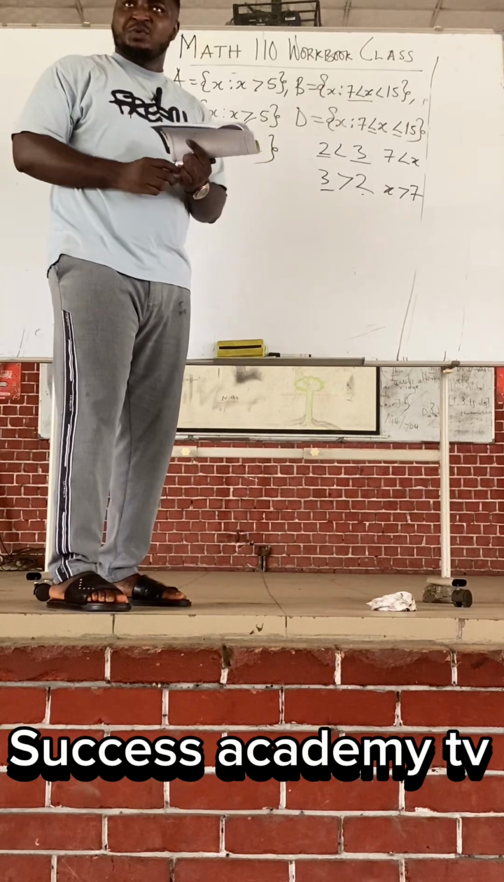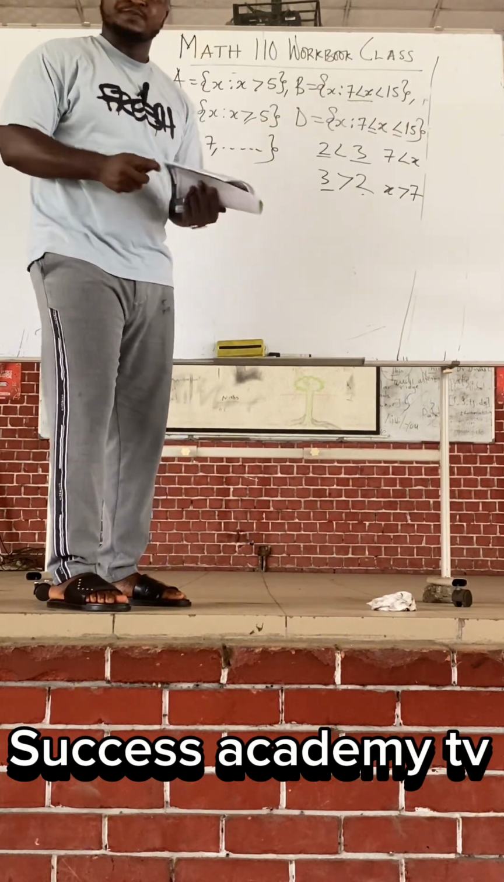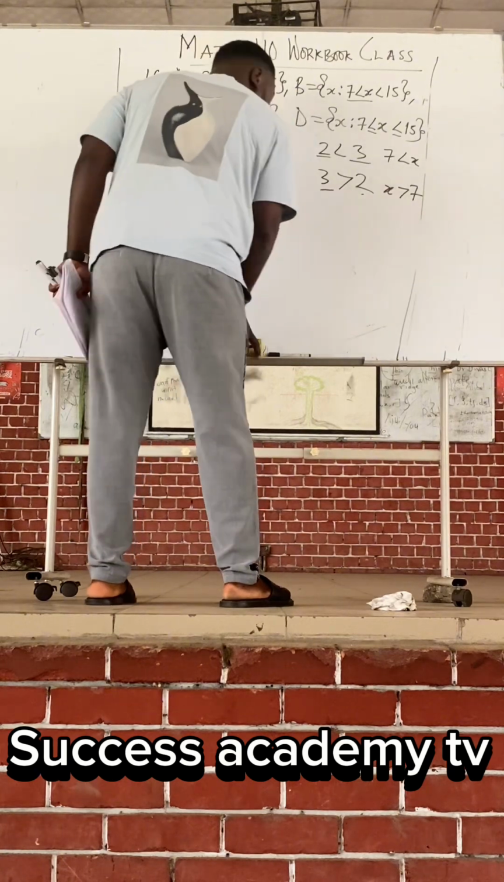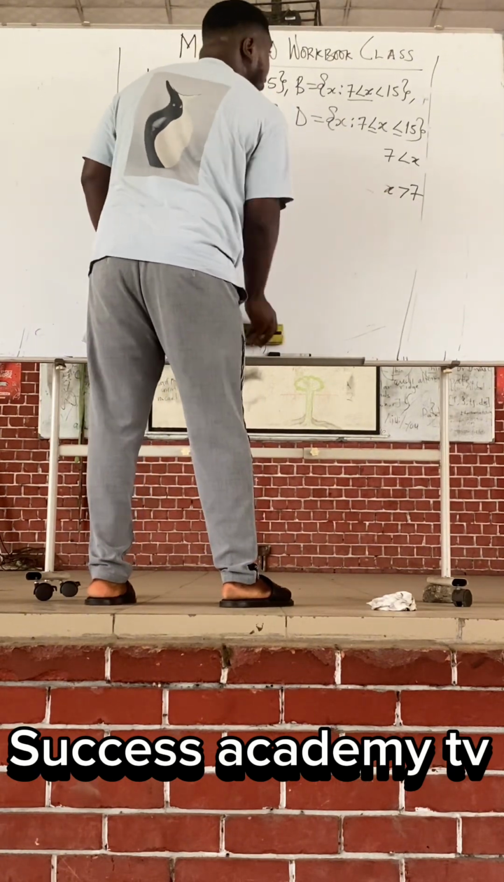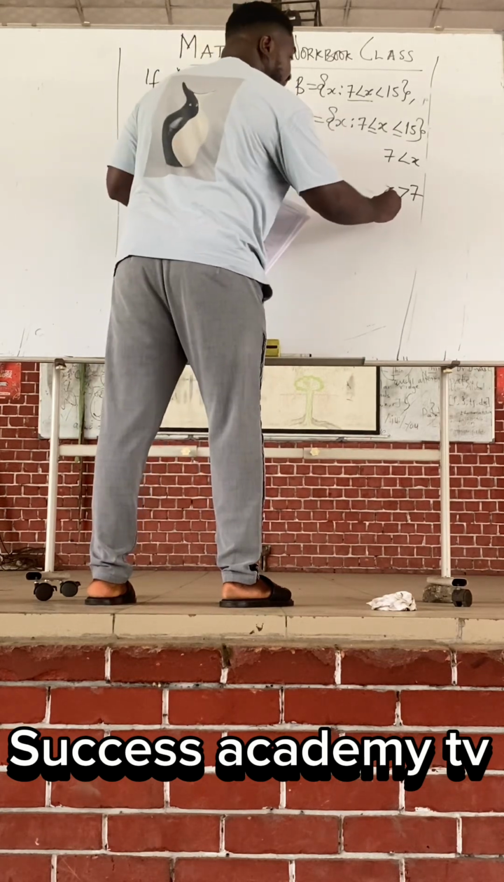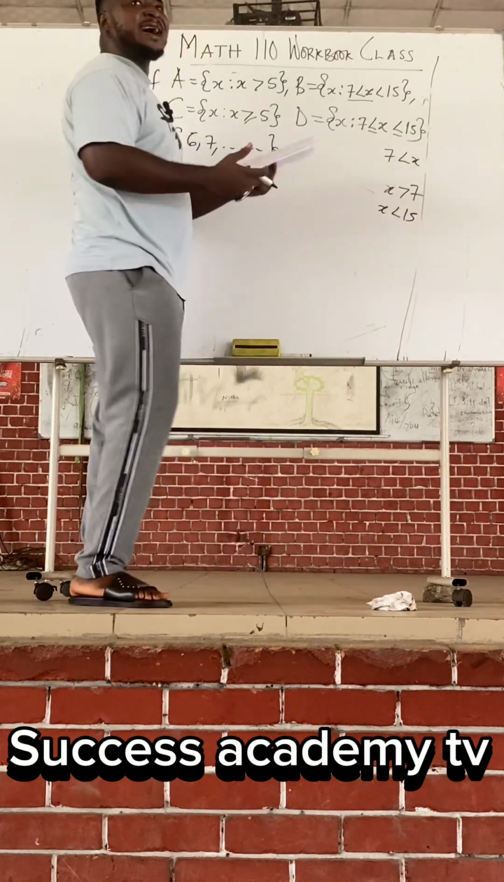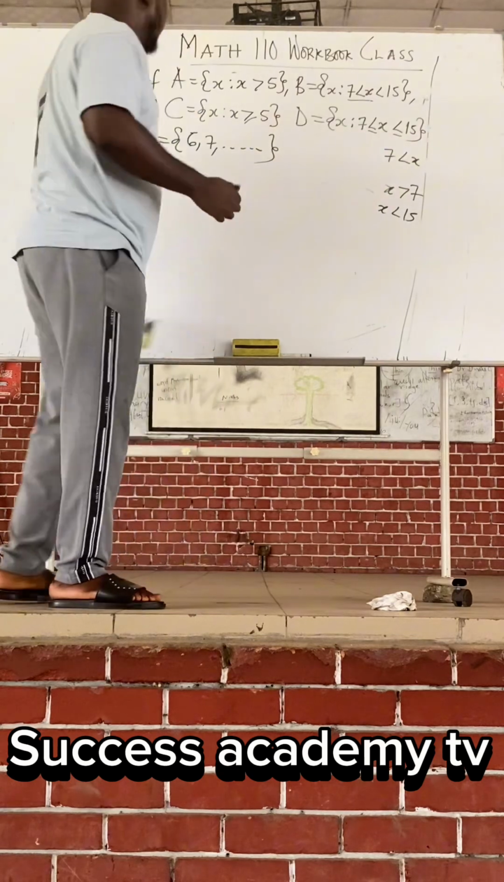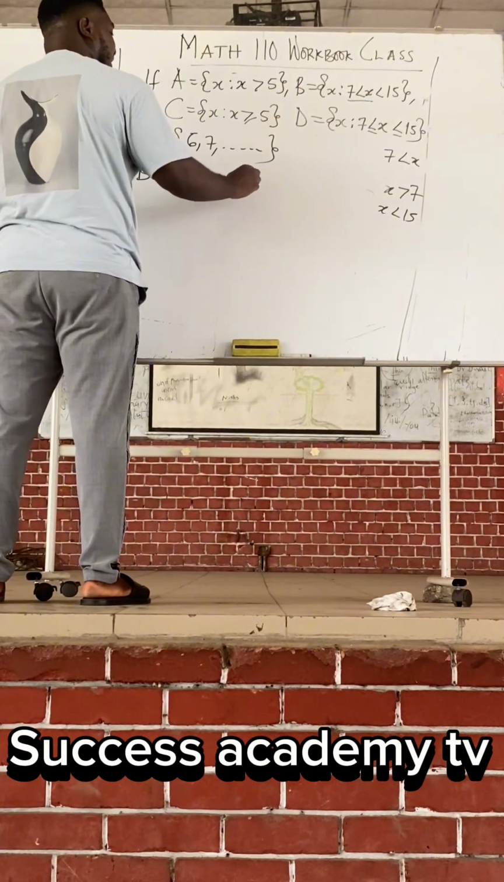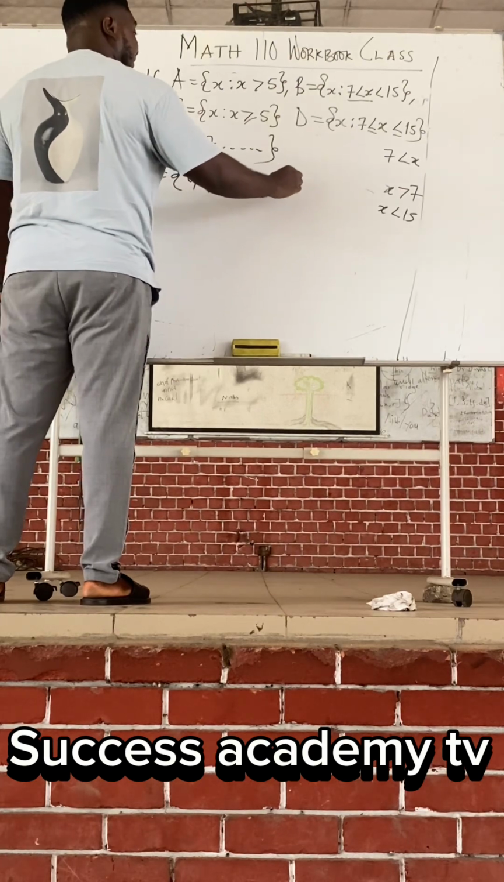If 2 is less than 3, we can say 3 is greater than 2. So if 7 is less than x, it means x is greater than 7. So x is greater than 7 but less than 15. So we're looking for numbers that are greater than 7 but less than 15. So set B is 8, 9, 10, 11, 12, 13.